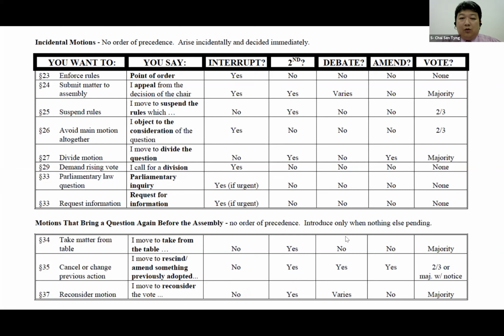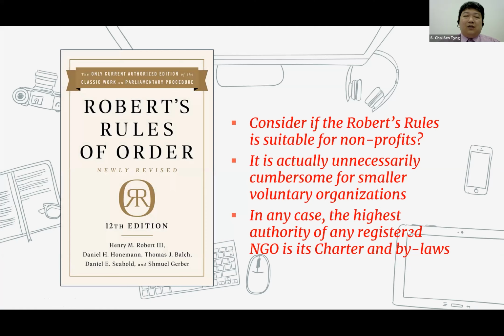So what we want to do here is actually to suggest that the Robert's Rules of Order is not exactly very suitable for non-profits because it is unnecessarily cumbersome. It's a little bit complex. And in any case, the highest authority of any registered NGO is its charter, which is the Perlembagaan Pertubuhan, as mentioned by our JPPM speaker earlier.